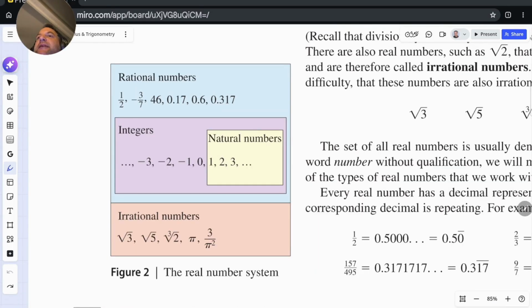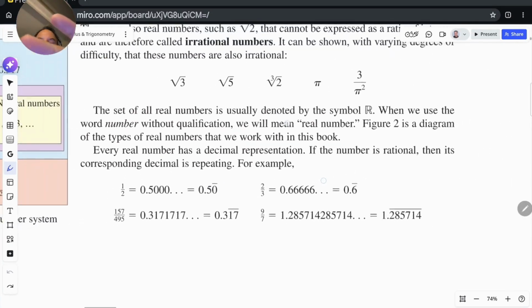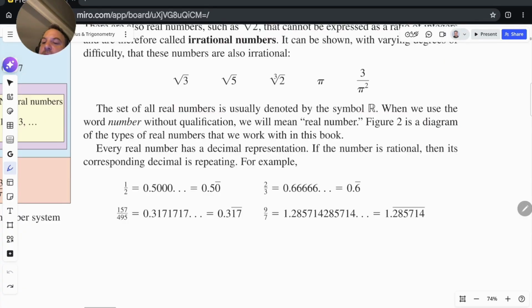All right, so every real number has a decimal representation. The form of that decimal tells us whether the number is rational or irrational. For example, here in our text, we have a terminating fraction with 1/2, which becomes, in decimal form, 0.5000, or with the repeater bar over the 0. So this is rational. 2/3 is a repeating decimal form, does not terminate, goes on and on forever. This is rational.